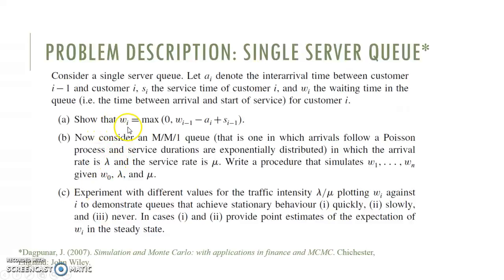So the first thing we're going to do is show that the wait time for the ith customer is the max of either 0 or the wait time of the customer in front of i, minus the inter-arrival time, plus the service time. And then in the next two parts, we're going to simulate this using the Poisson distribution, and we're going to generate random numbers, and then we're going to see what the wait times are. Additionally, in part C, we are going to have different values of traffic intensity, so lambda over mu. So we're going to have lambda equals 0.5, and then also going to test lambda equals 0.99. So that's low traffic intensity and high traffic intensity.